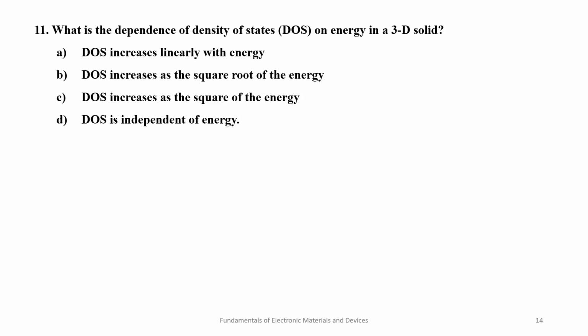Dependence of density of states on energy in a three-dimensional solid. So from the first equation that we used, you can tell me the answer. Density of states equation was there. It had many constants, and finally, it had some term related to the energy value. And how was the energy value? Was it a root or was it a square or cube or was it linear? Can anybody tell me?